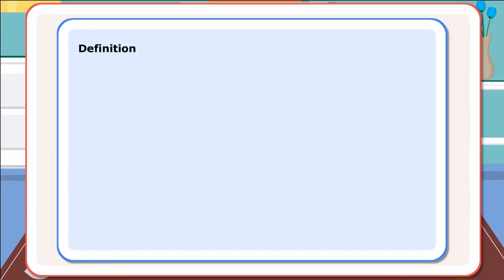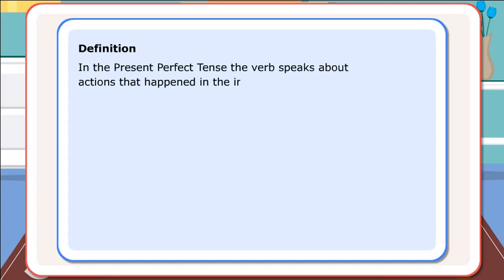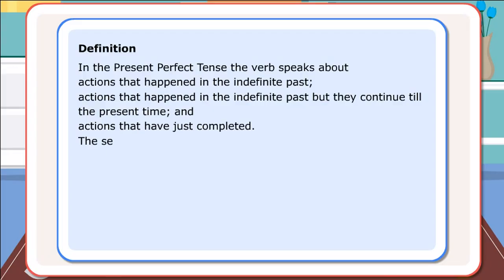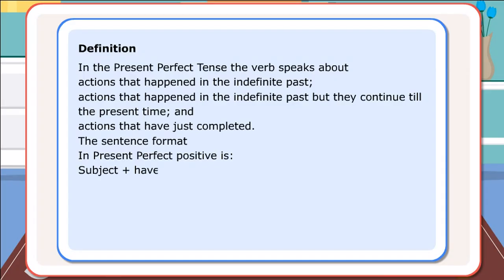Definition. In the present perfect tense, the verb speaks about actions that happened in the indefinite past, actions that happened in the indefinite past but continue till the present time, and actions that have just completed. The sentence format. The present perfect positive is subject plus have or has plus main verb in past participle form.